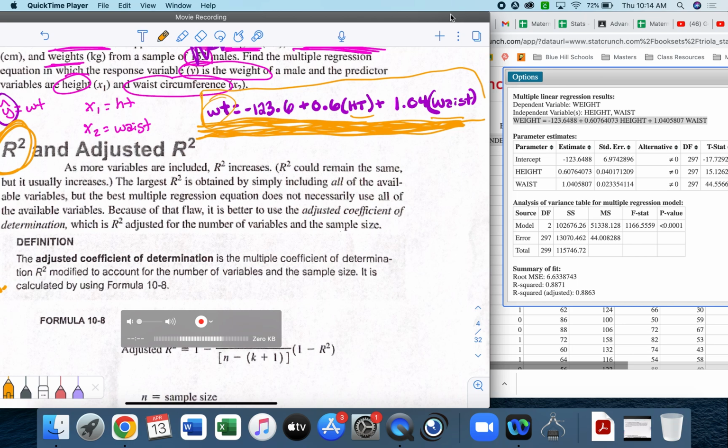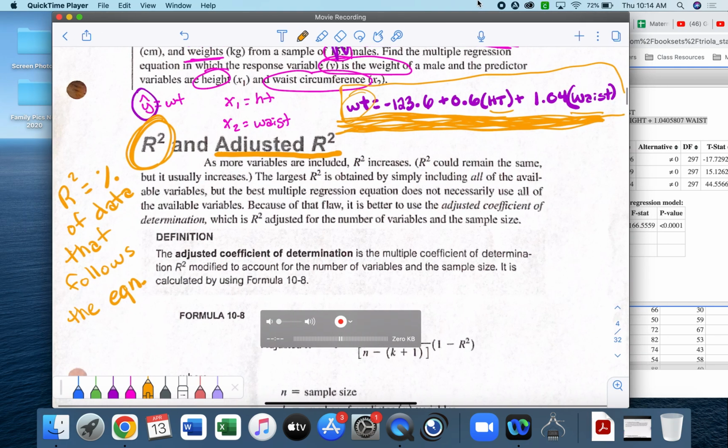So they have what's called now an adjusted r squared value. Oh, I should I didn't scoot over. You guys can't see that. Tell me that you can't see that. Right there. R squared. Percent of data that follows the equation.